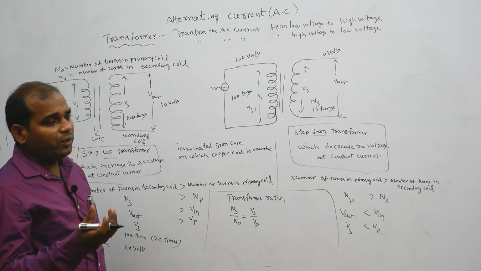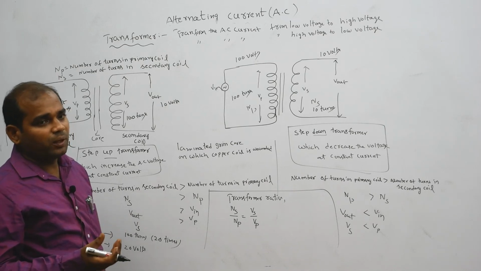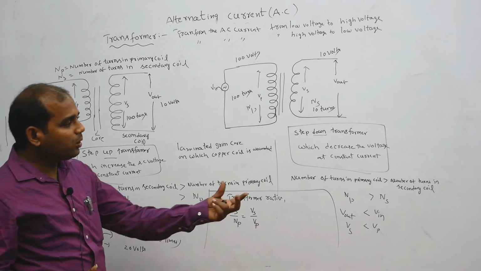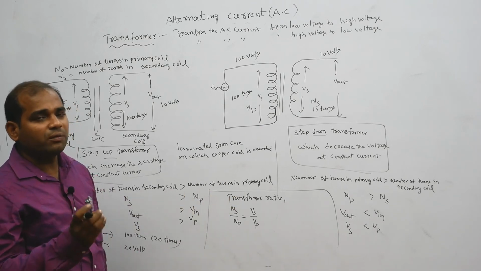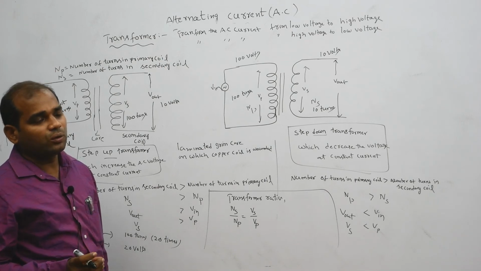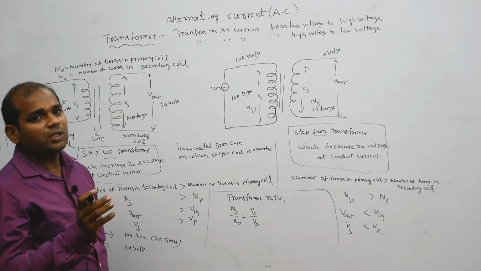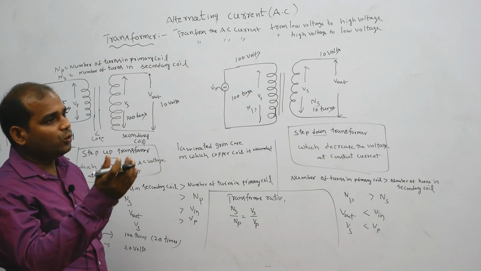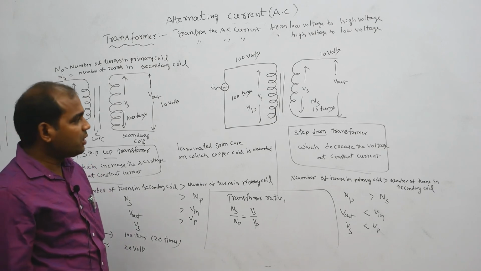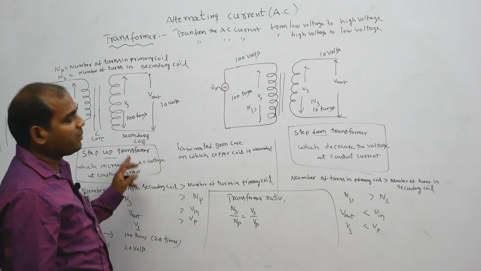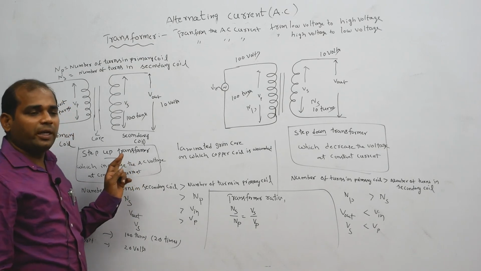Generally, we receive a current of 220 volts at our home. But to charge the phone or to glow the bed lamp, how much voltage do we require? Only 6 volts is required. So in this adapter or bed lamp, a step down transformer is used to decrease the voltage as per our requirement.